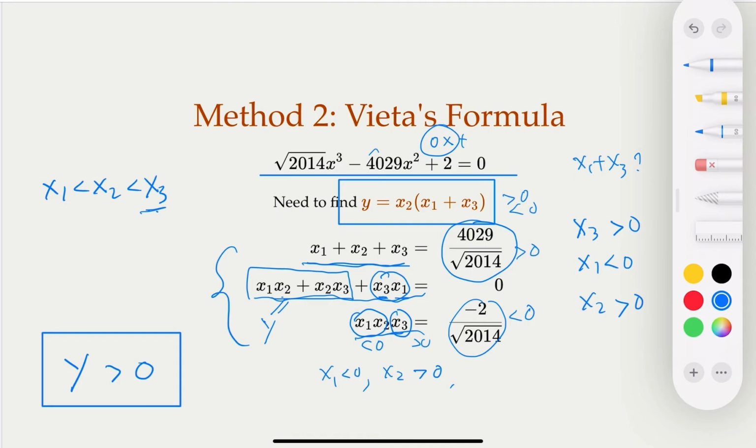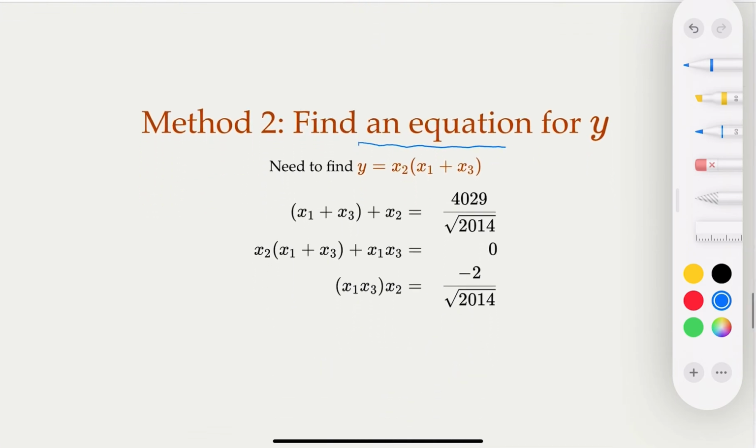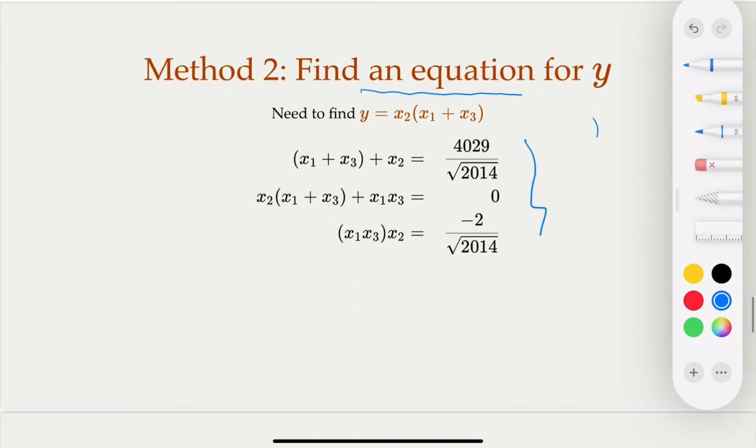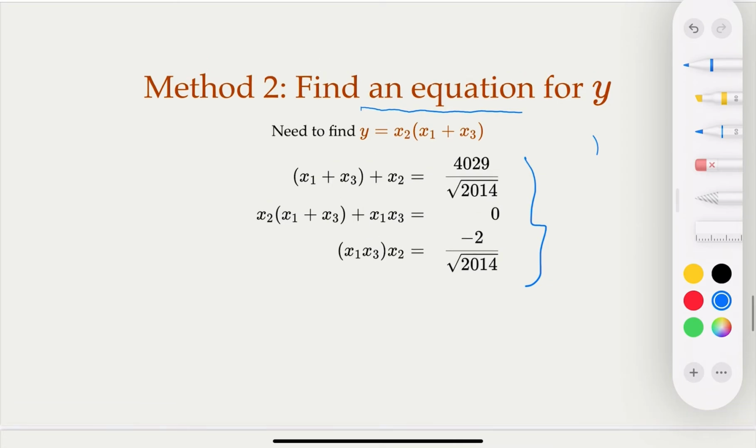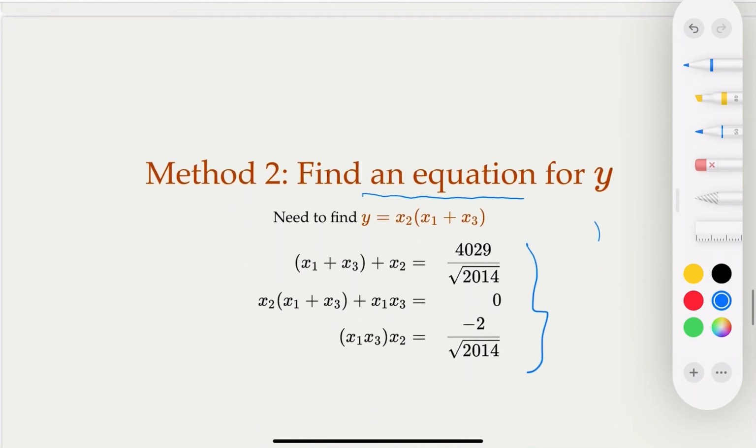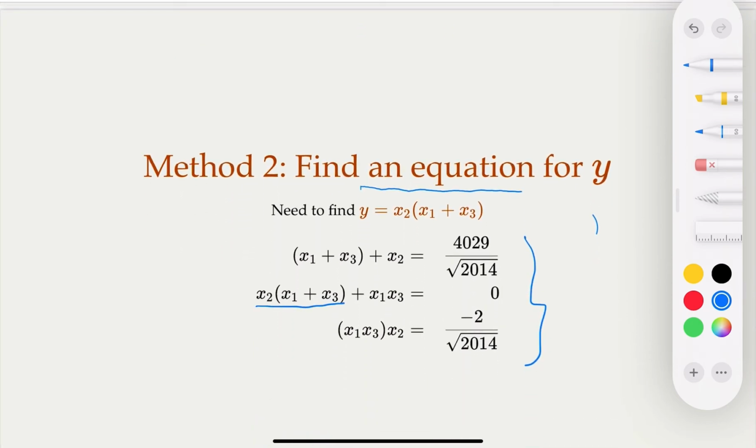Now, but we need to find y. How do we do that? Let's try to find an equation for y by looking at these three equations here, right? So when you look at it, I rewrite it a little bit, right? So in this term, because I noticed that this is just y, right? And here we don't have y, but we have x1, x3 shows up here, right? Okay. But how about this one? Right, this one is almost a y, right? I'm missing x2. All right, let's do that. Let's multiply x2 on both sides of the equation, right?